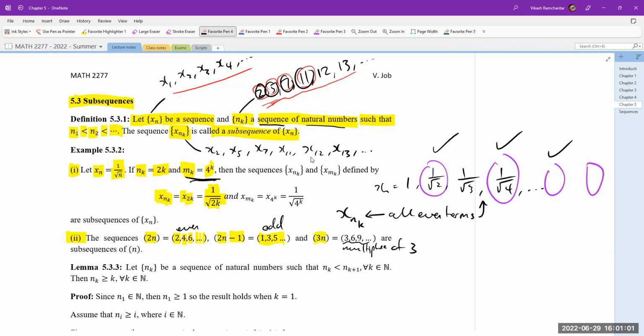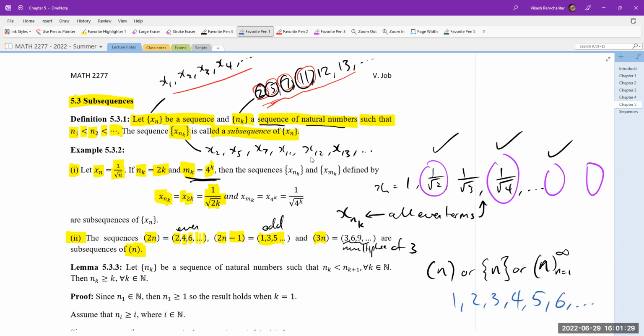Okay. So all of these are subsequences of this guy, n. What is the sequence n? Again, we could write it like this, or like this, it doesn't matter. What is the sequence? This is just 1, 2, 3, 4, 5, 6, and so on, right?